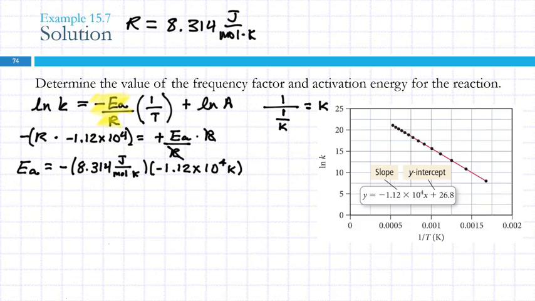Okay, so negative 8.314. I forgot to get the calculators out. If you guys want calculators, feel free to grab them. They're in this little cupboard down there.